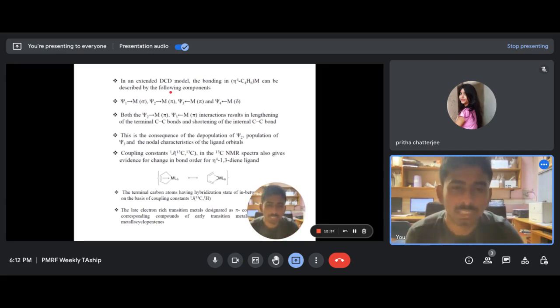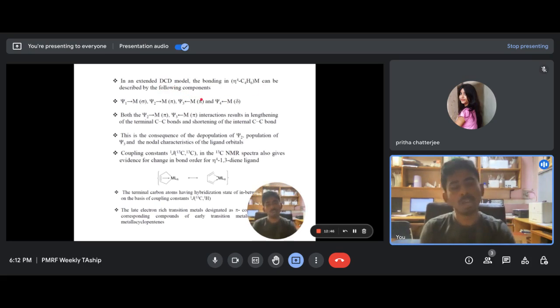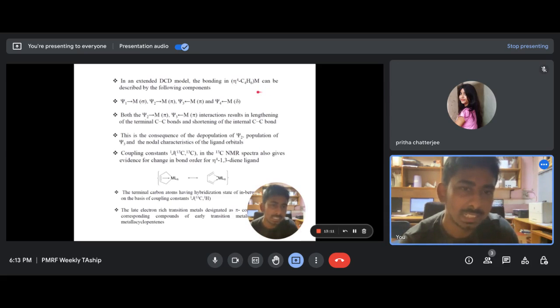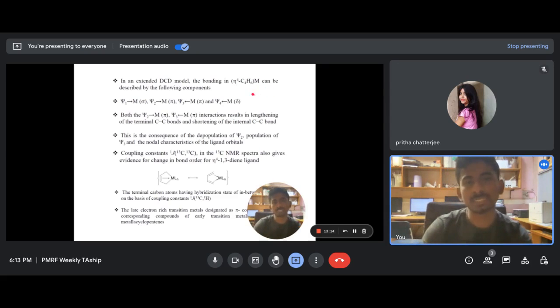So in an extended DCD model, the bonding in this eta4 C4H6 M can be described by the following components. C4H6 is nothing but this 1,3-butadiene kind of complex, a conjugated diolefin that we have discussed in the last slide. All the 4 carbon atoms are involved in donating electrons to the metal center. That's why it is an eta4 system. There are 4 carbon atoms, C, C, C, C, with a double bond here and a double bond here. So this is a C4H6 system, which can be described by the following components.